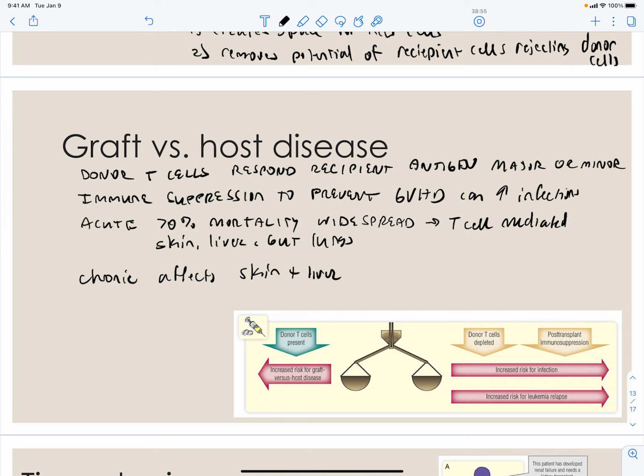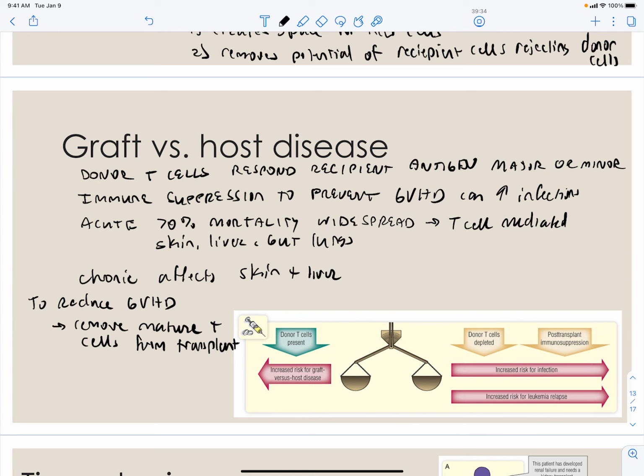Now, one thing that can be done to reduce graft versus host disease is to remove the mature T cells from the pool of stem cells that you are injecting into the recipient. We have ways of sorting the cells out. You can use flow cytometry to do this.